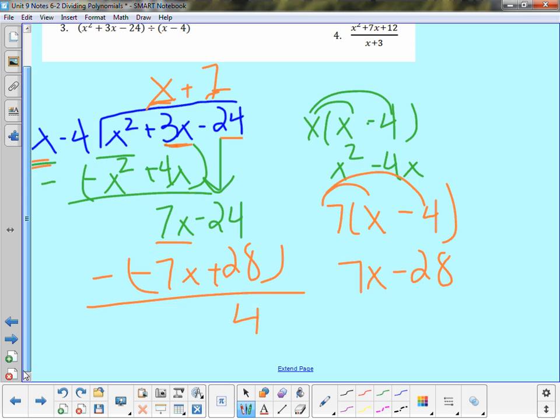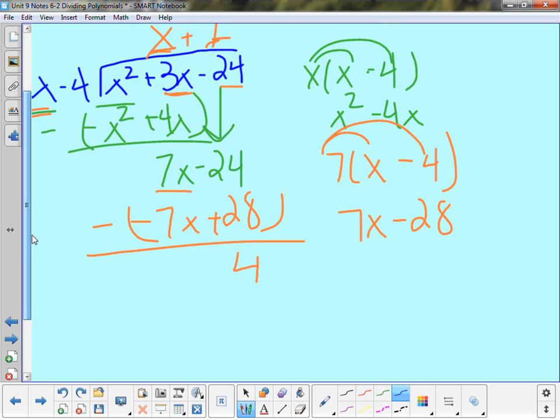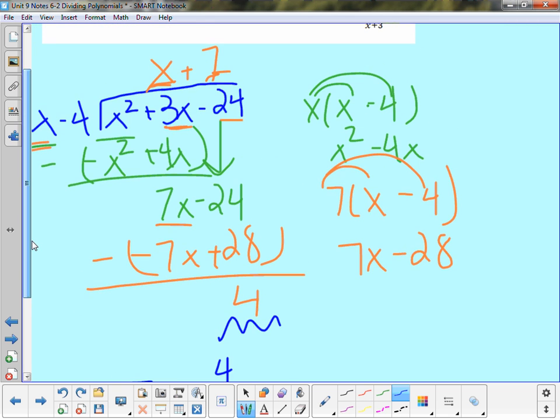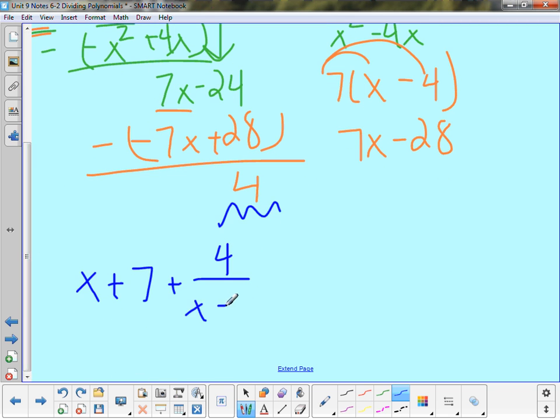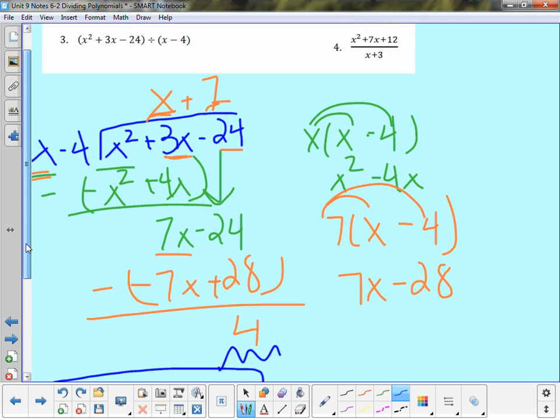So we have to figure out what we need to do with that remainder. So let's go ahead and look. We have, first and foremost, x plus 7 as our final answer. But now we have this remainder right here. So we need to take the 4, and I'm going to write it over our original divisor, which is x minus 4. So we have x plus 7 plus 4 divided by x minus 4. So all I did was take our divisor and I put our remainder over that divisor.